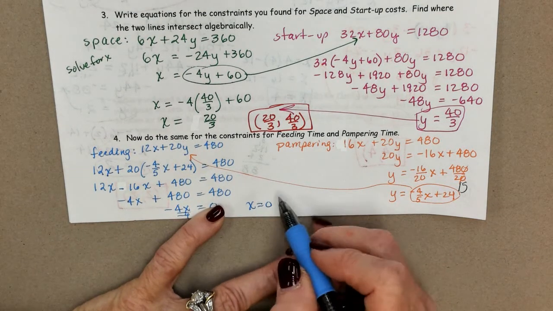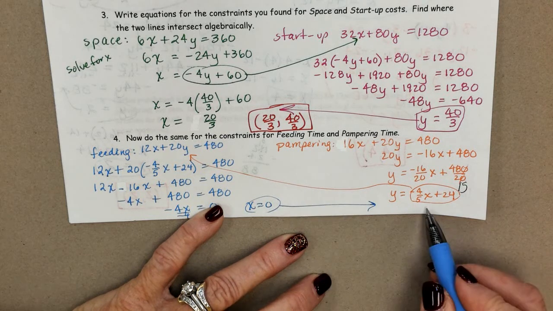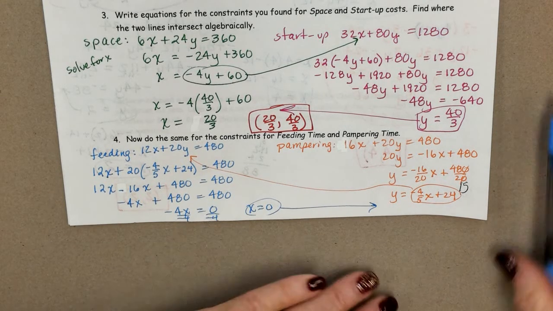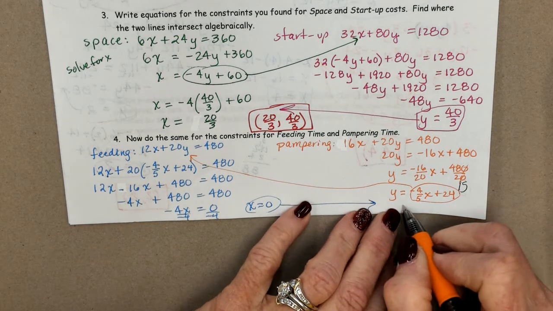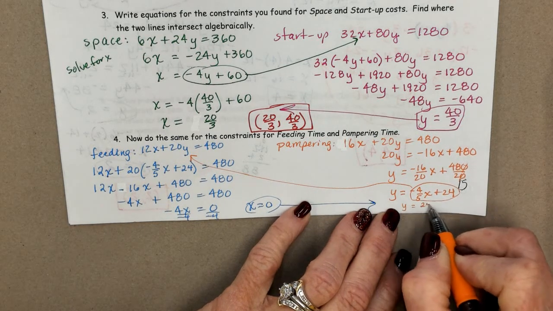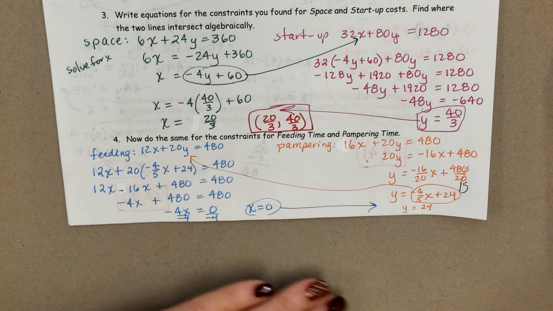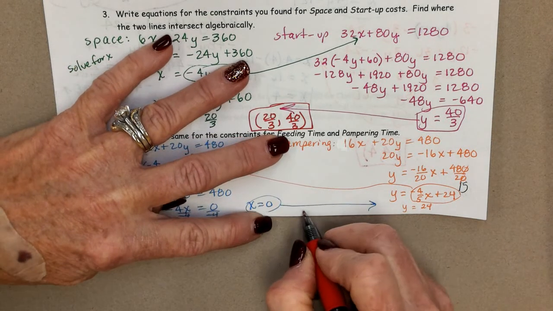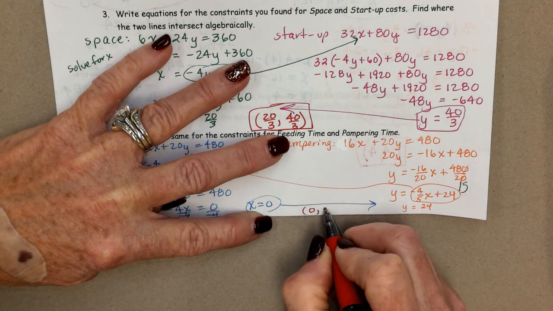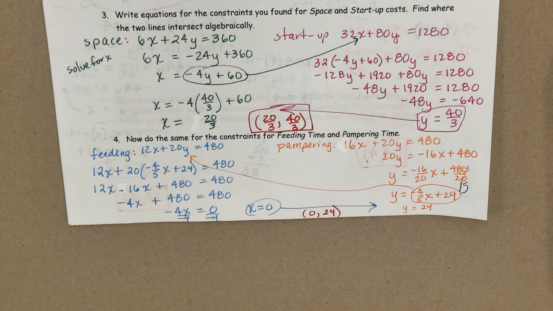Once you have x equals 0, now you can go back over to the other equation, plug in the 0, and that'll give us y equals 24. 4/5 times 0 is 0, plus 24 is 24. So your final answer here, kind of squeezing it in, it is 0, 24. That's where those two intersect.